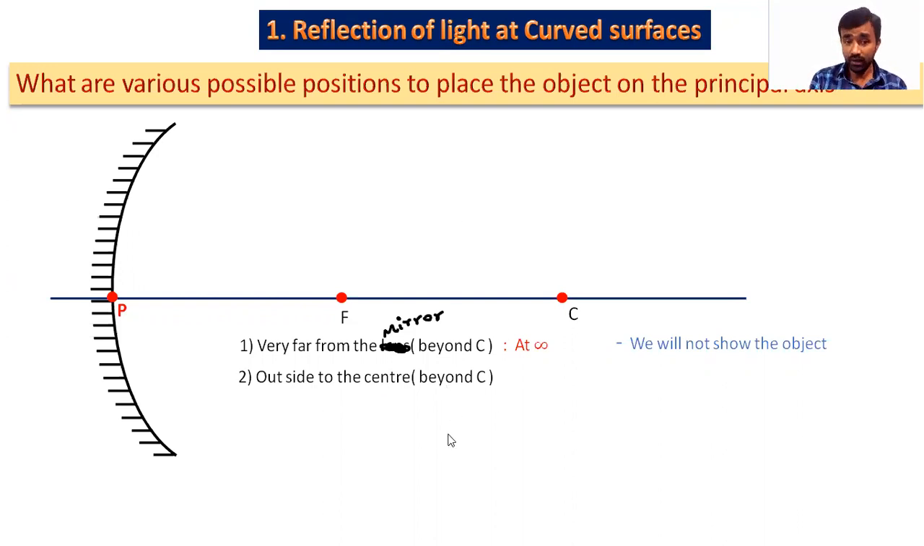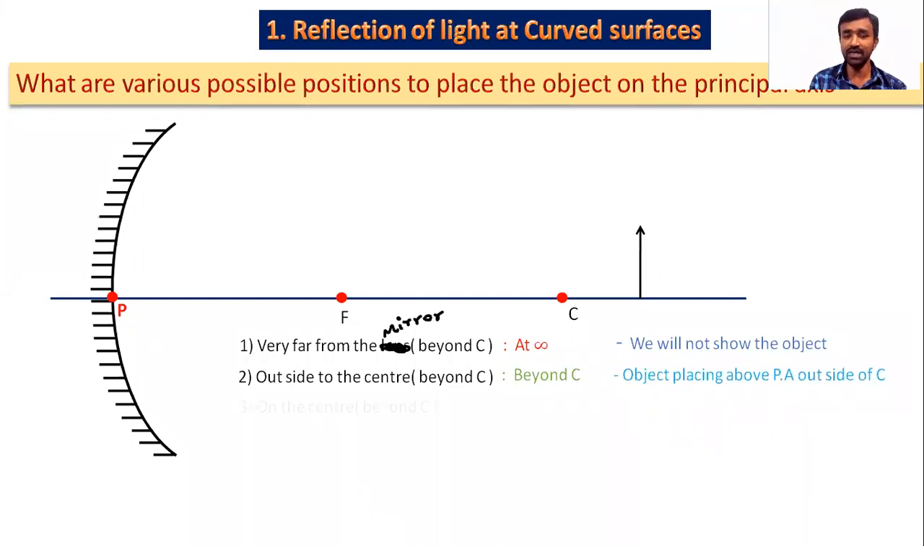Okay. So here the difference is simply one is near to the center of curvature, one is very far from the center of curvature. So for the very far case we use infinity, right? Then for the second one, outside the center of curvature, we call it beyond C. The position of object is known as beyond C. So we will show the object beyond C here, as you see on the screen, using an upward arrow. Always the object is placed above the principal axis, right? So in this case, we are showing the object on the principal axis outside the center of curvature.